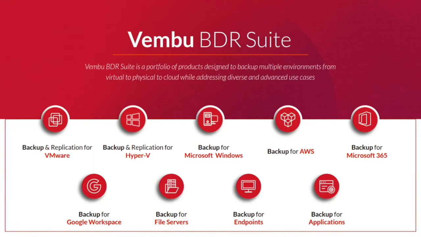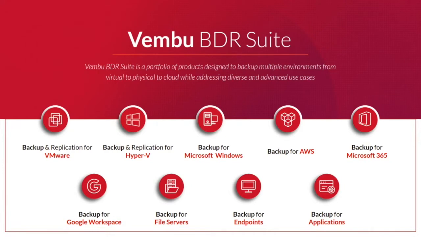Primarily there are two products in Vembu. The first one is the Vembu BDR Suite. Vembu BDR Suite is a portfolio of products designed to back up the diverse IT environment, whether physical or virtual. It is designed to cater to the business requirements of any size of business. It is primarily designed for on-premise storage. For a user who wants to store the backup data in an on-premise storage repository, the BDR Suite is the right product.